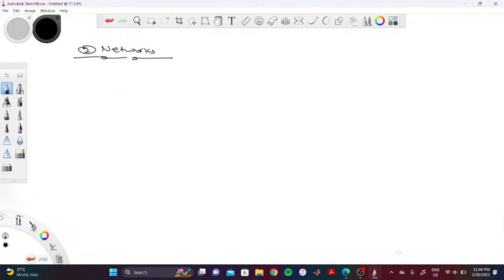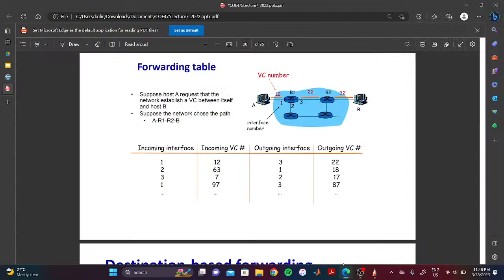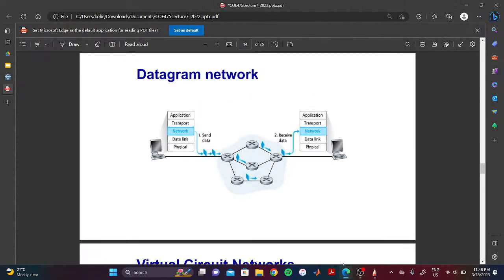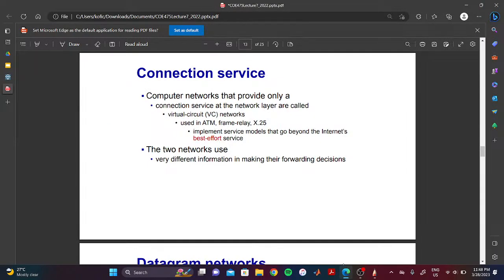So at the network layer, there are two types. You can have a connection oriented service or a connectionless service, and this one is in the slide. The service that requires a connection is called a virtual circuit network, a VC network, and the one that doesn't require it is called a datagram network. You understand?